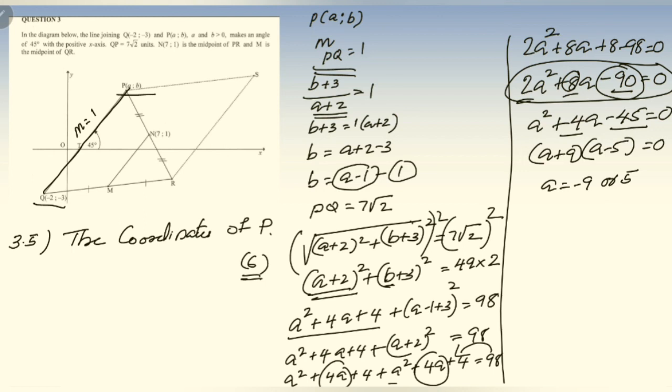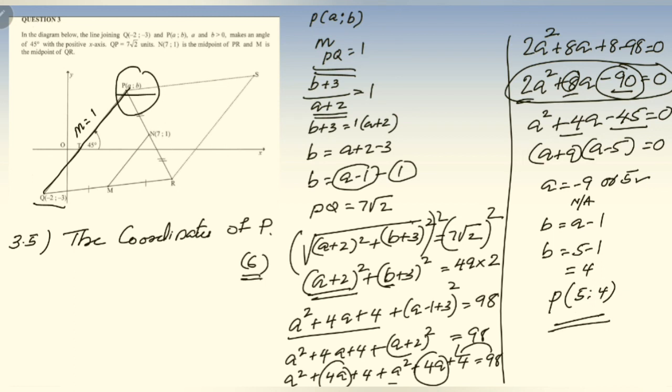Since the point P is in the first quadrant, this is the valid one. This is invalid, right? Not applicable. This one must be taken. So the A value we got is 5. Then what is B? I'm going to substitute in the first equation. B is equal to A minus 1, that is B is equal to 5 minus 1. Answer is 4. So we got the point P whose x value is 5, then y value is 4. So we are done. Is it clear?